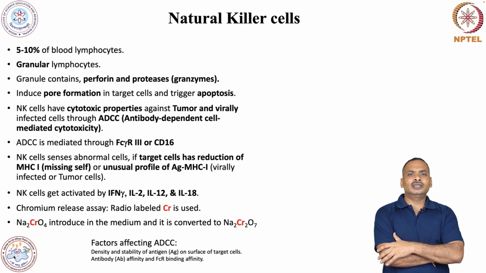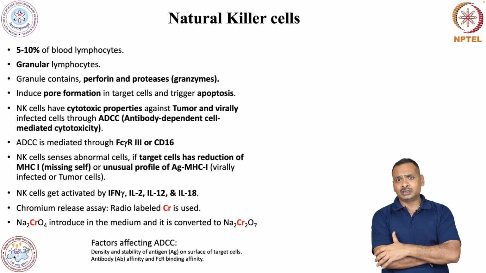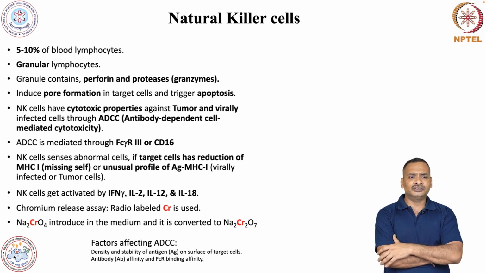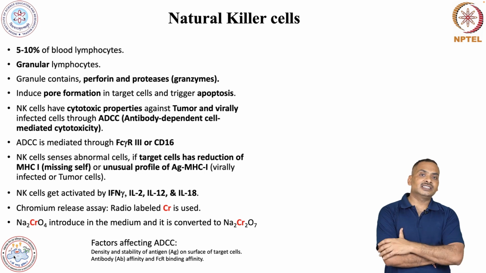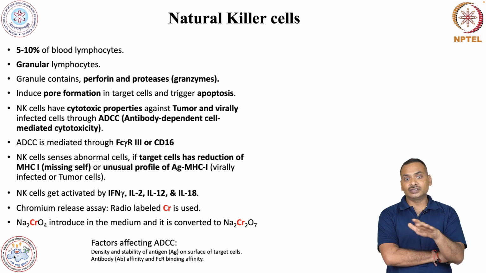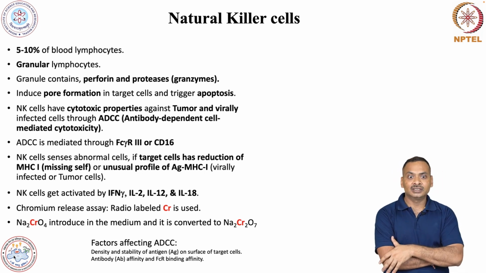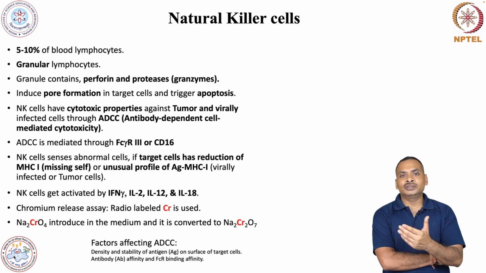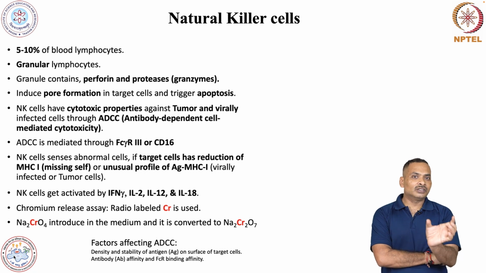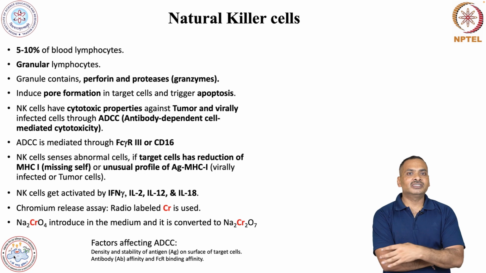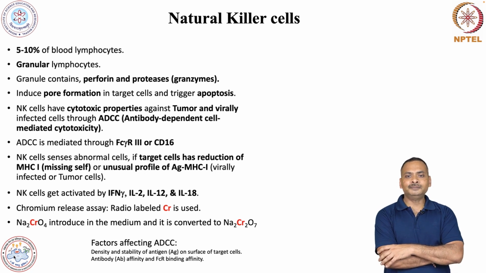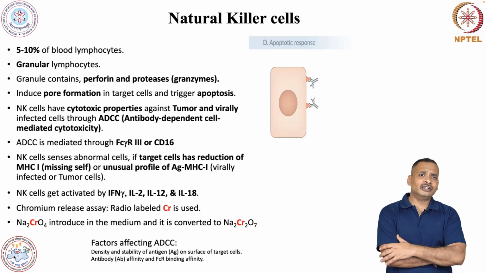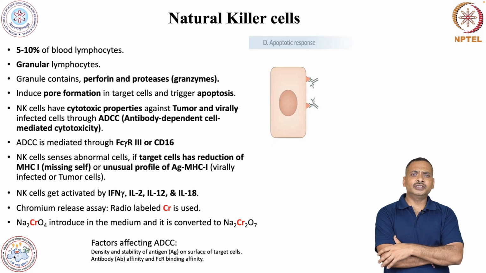So there are some factors which basically affect the NK cell activity, that is density and stability of antigen on the surface of target cells, and antibody affinity. So as you can understand, there is an involvement of antibody. So if the affinity is weak, the NK cell activity will not be so good. Here I have one short video which you can see how the NK cell works.